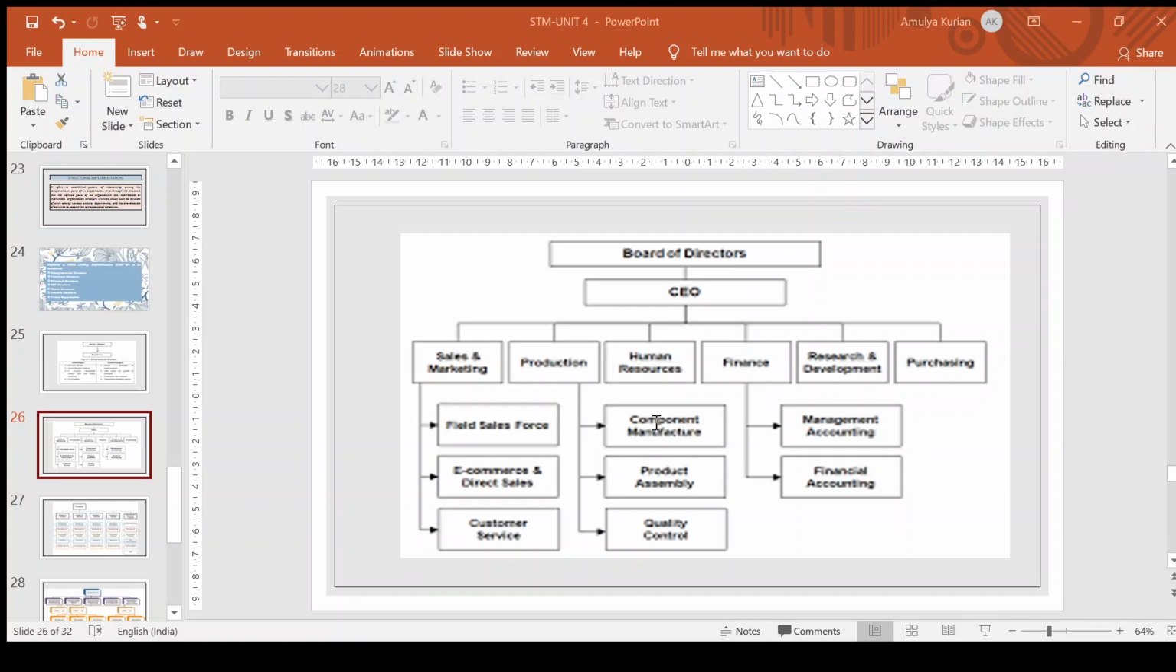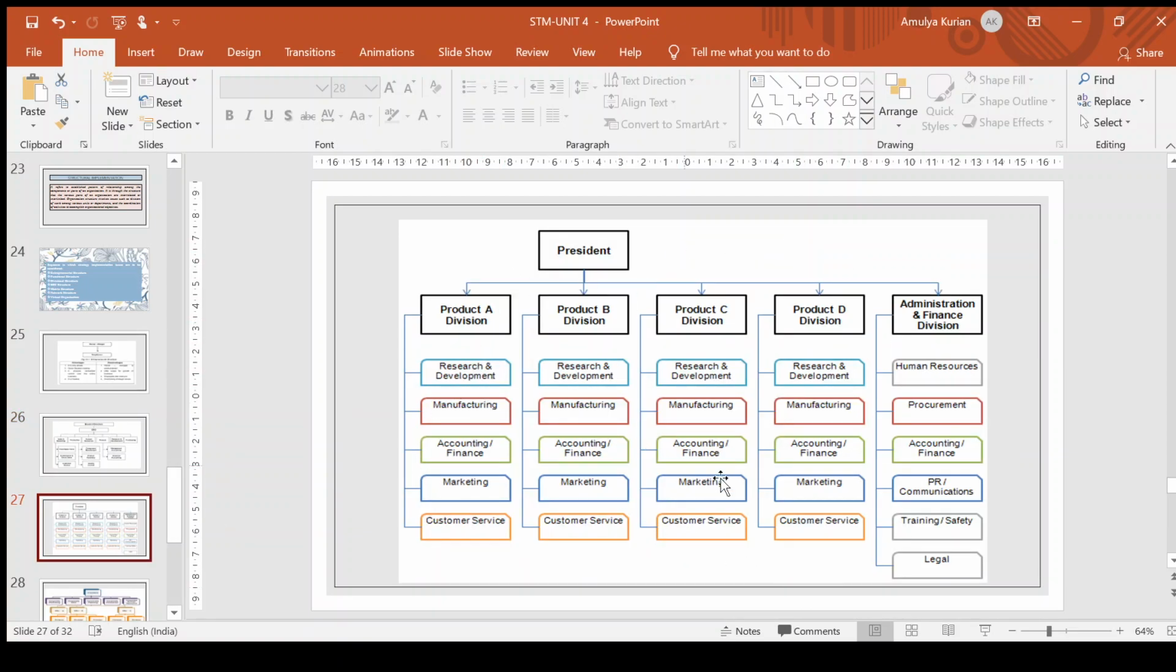So the first one was entrepreneurial structure, second one is functional structure. What are the advantages and disadvantages? You can look in any of the textbooks or in the notes once it is given to you. So the next structure is, I hope you understood what it is. The next structure is divisional structure.